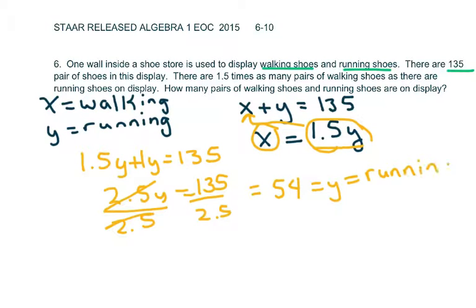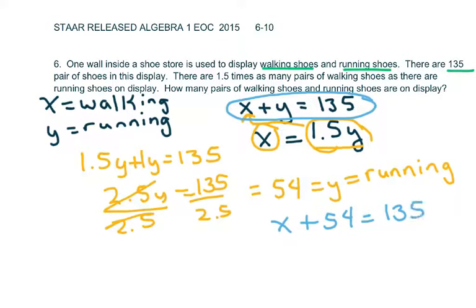If I have 54 running shoes, I'm going to plug it back in to this equation to figure out the others. Or you can just subtract. So we have x plus 54 equals 135. Subtract 54 from both sides, and we get 81. And that is your x, which equals your walking shoes.